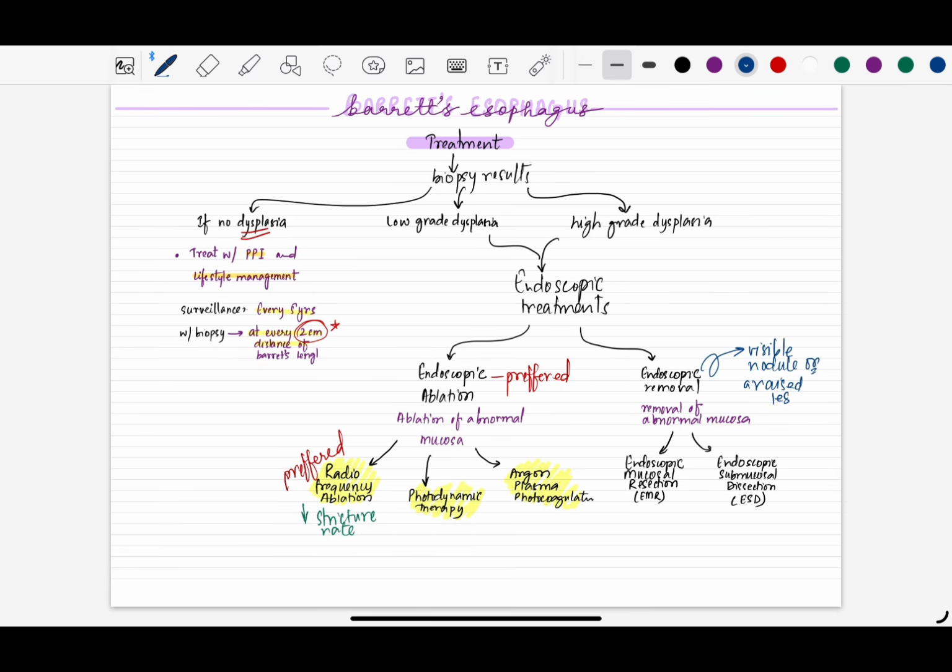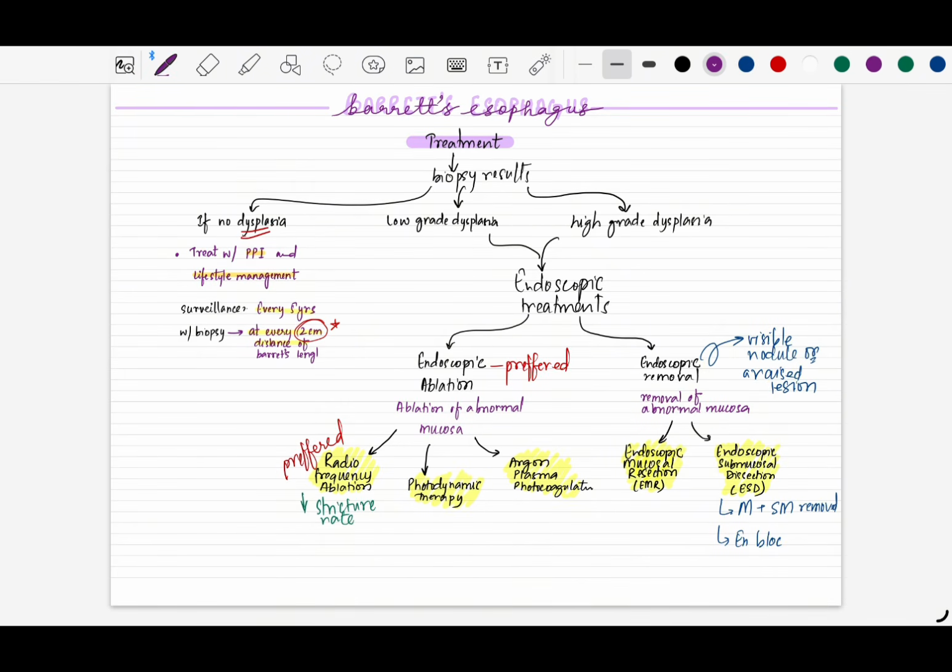And it could be done via 2 ways. We could have endoscopic mucosal resection, where the abnormal mucus lining is lifted and removed, or it could be through endoscopic submucosal dissection, where the mucosa and the submucosa are both removed, and this is an en bloc type of resection, which means that a large area of tissue is removed in a single piece.